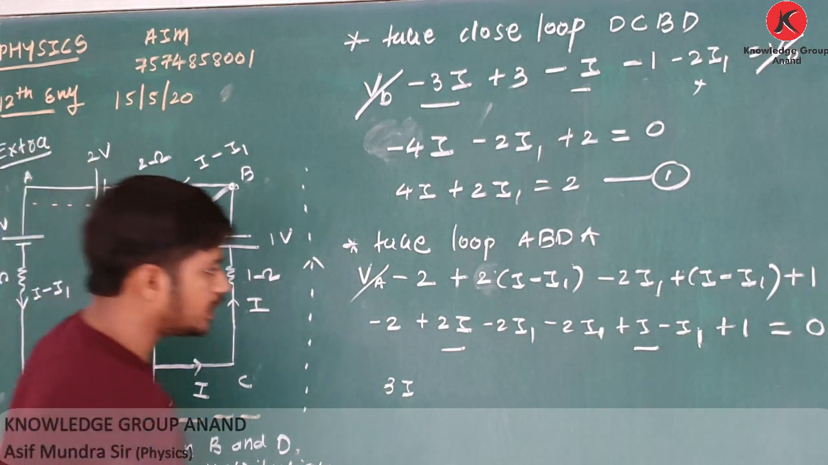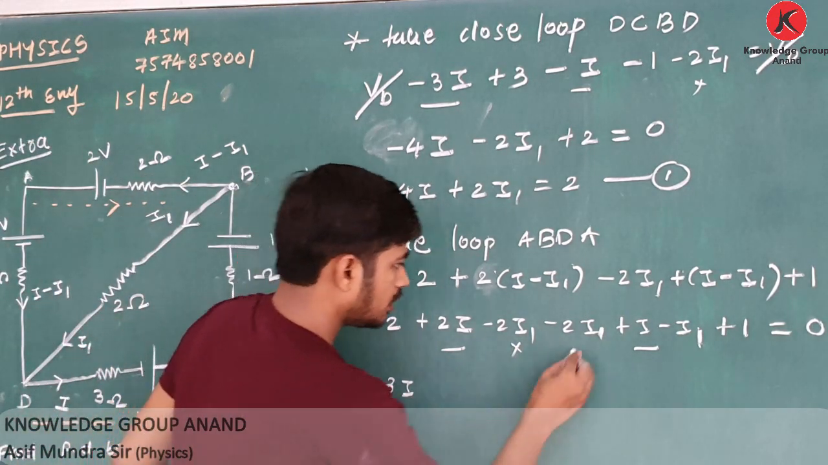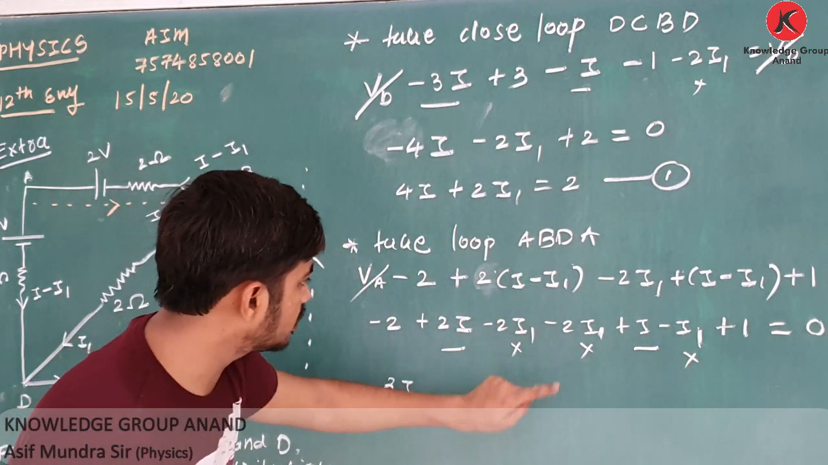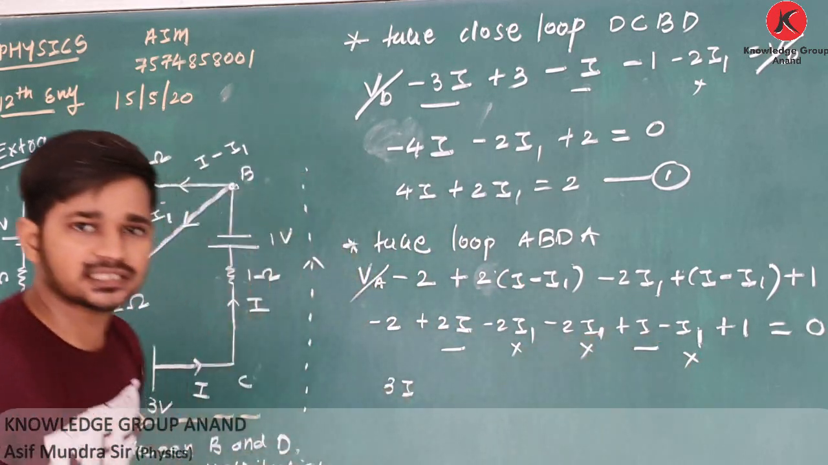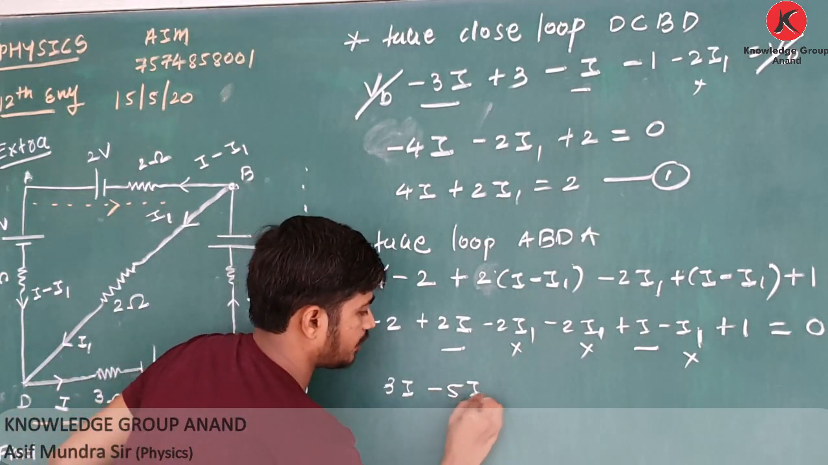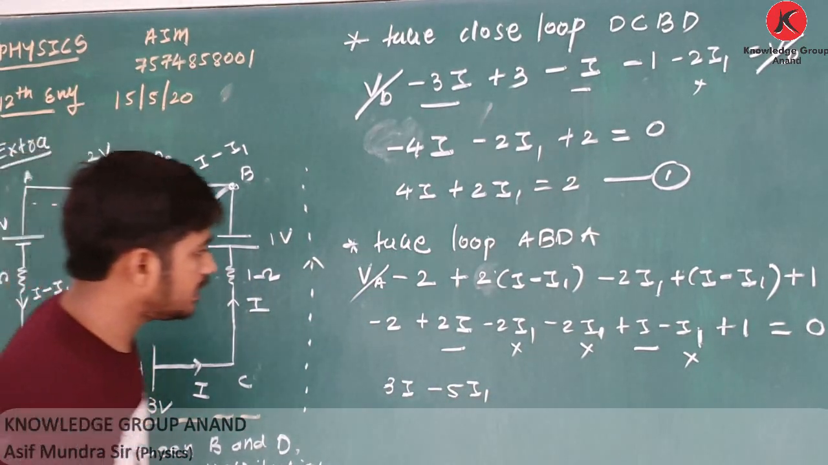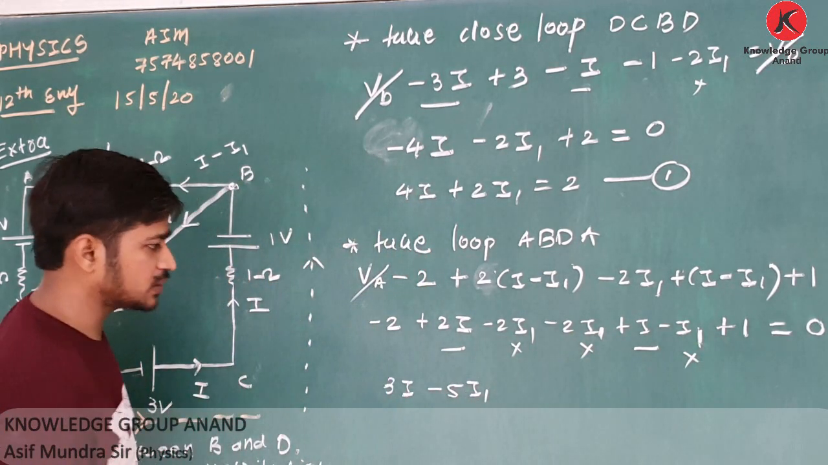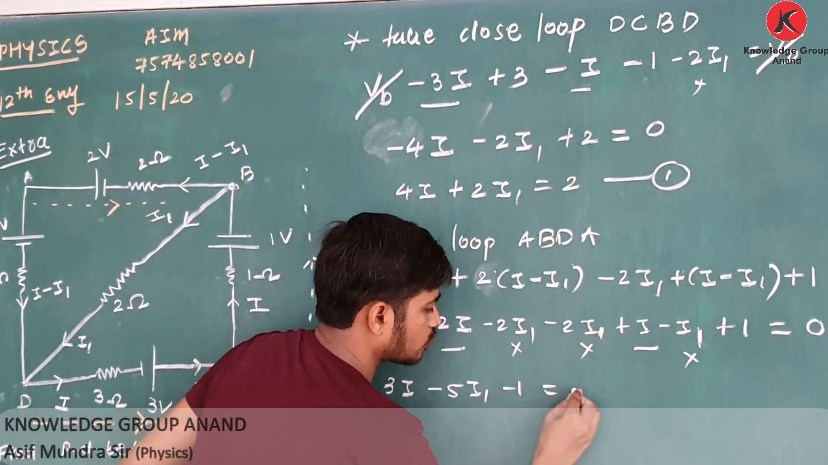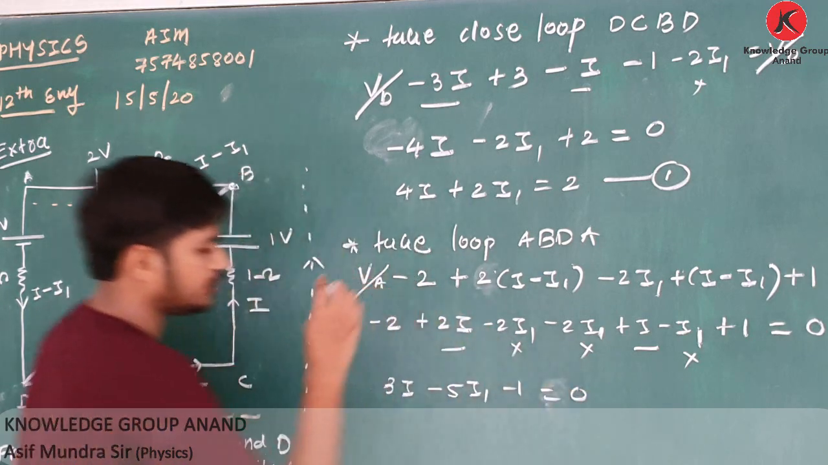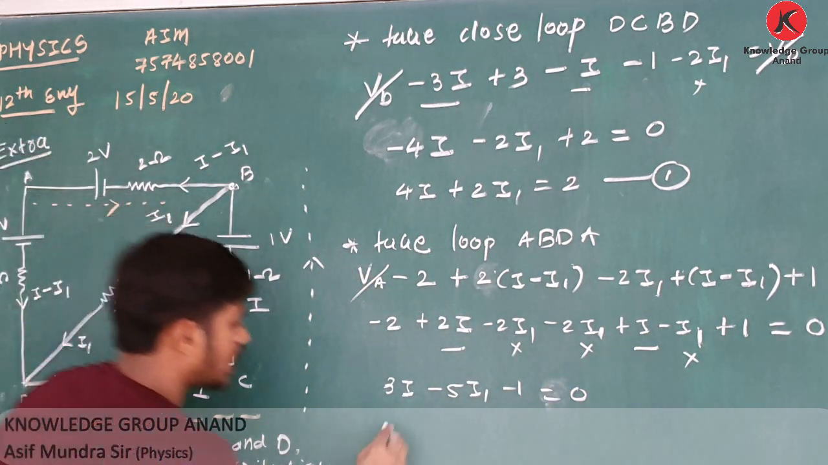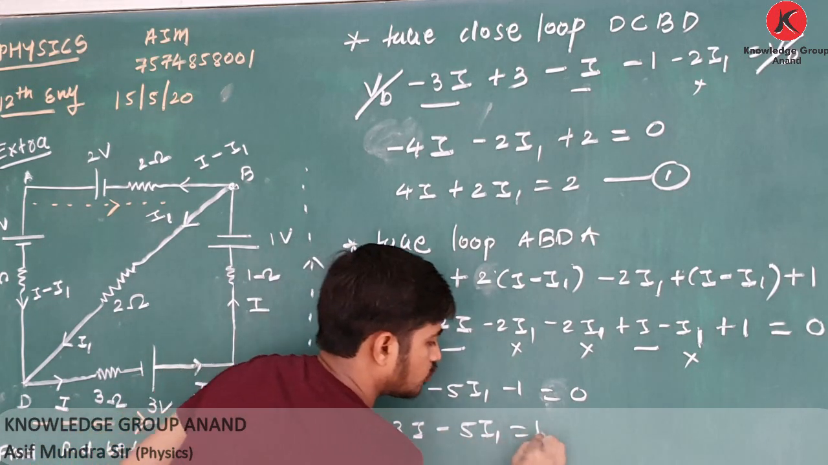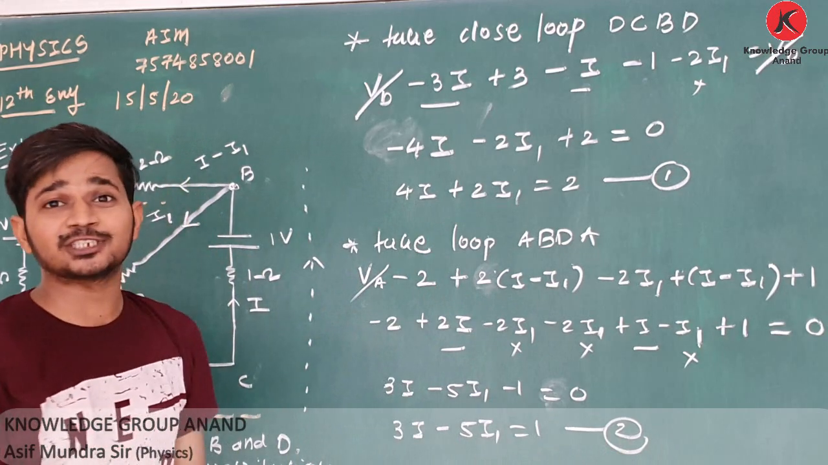Now terms having I1: it is I1, it is also I1, and it is I1, minus 2I1, minus 2I1, minus I1, means it is minus 5I1. Clear about this? Okay, then about numbers, it is minus 2 and plus 1. Minus 2 plus 1 means it is minus 1, is equal to 0. Clear? So yes, you can write 3I minus 5I1 is equal to 1. Equation number 4. Yes, physics over.